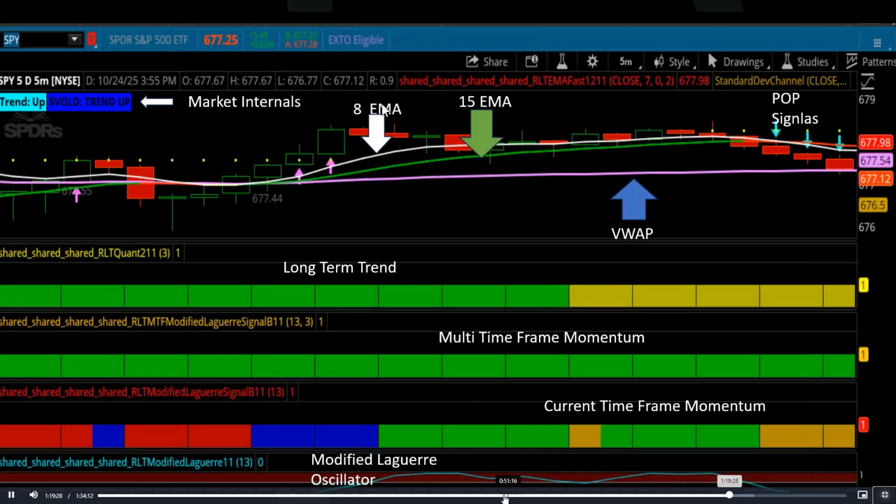Okay. So again, here's the charts. Let's look at these again. Here's the chart that was with the 8. This is the current one. Is the 8 exponential moving average on the 5-minute. Here's the 15. Is the VWAP, the volume weighted average price.